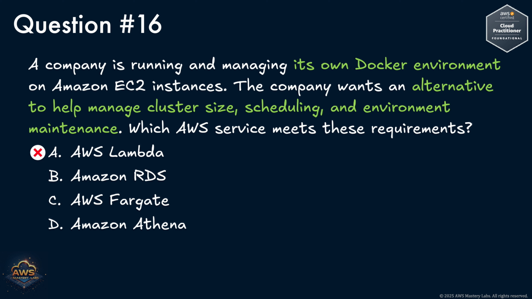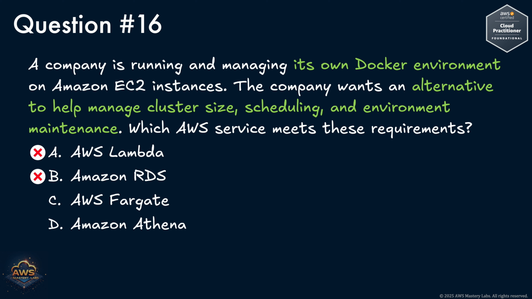Option A, AWS Lambda. While AWS Lambda is a serverless compute service, it's not designed for managing Docker-based container clusters at scale. Though it supports container image packaging, it doesn't offer scheduling across a cluster or manage container orchestration features. Lambda is more suitable for short-lived, event-driven workloads, not for replacing a full Docker environment requiring scheduled task execution and resource management. Incorrect, because Lambda is for serverless functions, not full Docker orchestration or cluster management.